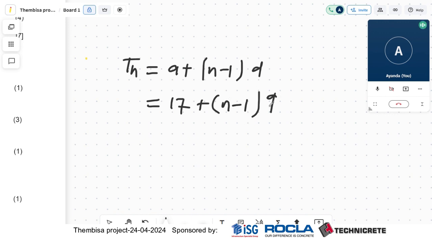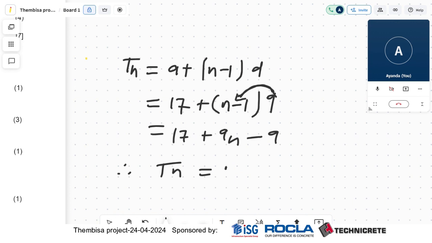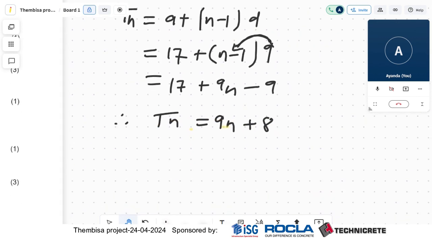Now we're going to multiply our difference into this bracket. So we've got 17 plus 9 times n is 9n. 9 times negative 1 is going to give us minus 9. Therefore, if we simplify this, 17 minus 9 gives us 8. So Tn is equal to 9n plus 8. So that's our general formula for this sequence. So the nth term is 9 times n plus 8.